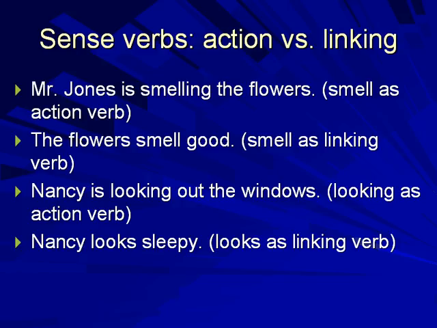The first 2 examples having to do with smell. Mr. Jones is smelling the flowers. Well, in this sentence, smell is an action, and that is in contrast to the second sentence, the flowers smell good. You see, in the second sentence, the flowers are not smelling anything. Flowers don't have noses. They can't smell. But smell in the second sentence is describing the flower's state of being, right? So smell in the second sentence is a linking verb.